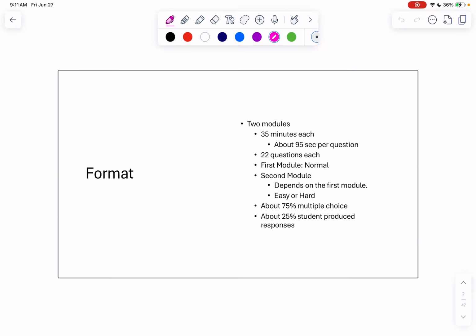The format of the math section: there are 2 modules, each 35 minutes, which gives you about 95 seconds per question because there are 22 questions in each of the modules. The first module, everybody gets the same, is nice and normal. The second module depends on the first module. Depending on how the first module went, you'll either get an easy or a hard second module. 75% of the questions are multiple choice with 4 answer choices, A, B, C, and D. 25% are what are called student-produced responses, which means you'll have to type in your own answer.